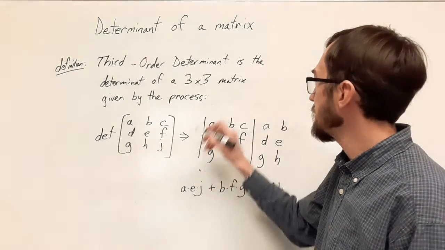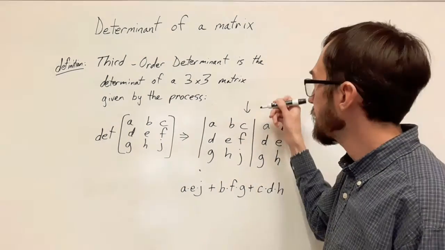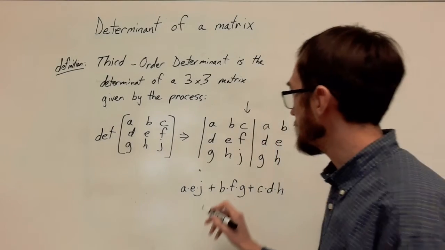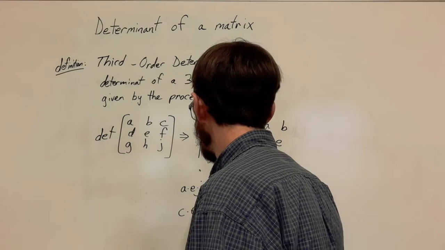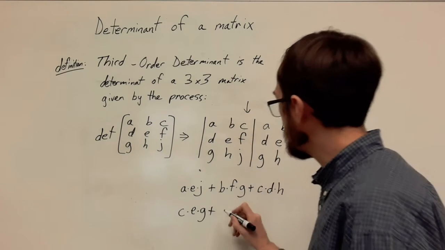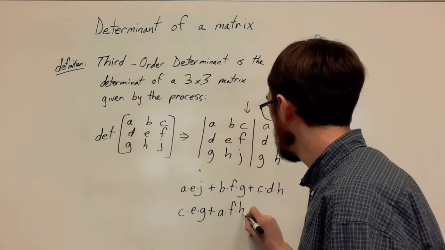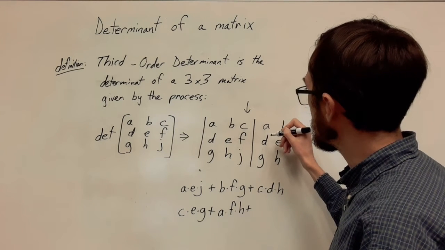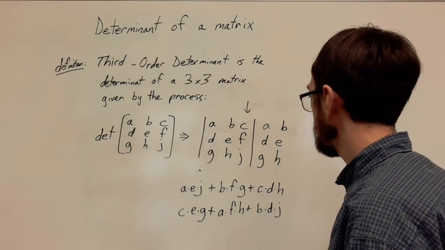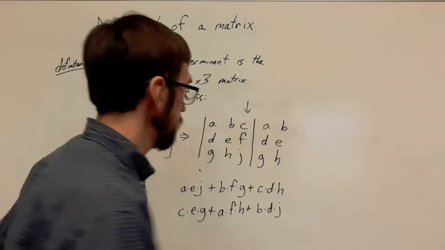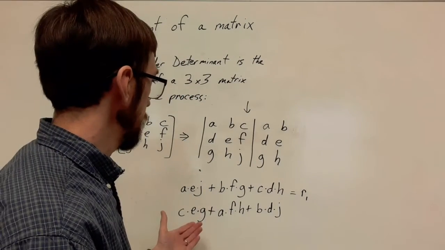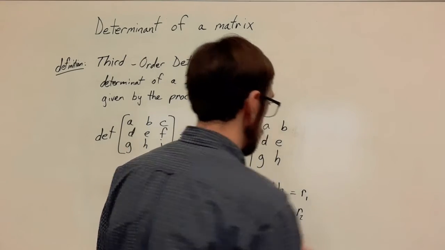Similar to what we did with the 2x2 matrix, we are going to go to the far right-hand corner inside the matrix here, and we are going to look at the diagonal in the opposite direction. So the first product that we will have is C times E times G. And to that, we will add the next diagonal, coming over here, A, F, H. And then lastly, B, D, J. Each of these will again yield some real number. The sum of these products will be some real number I will call R sub 1, and the sum of these products will be some other real number I will denote R sub 2.